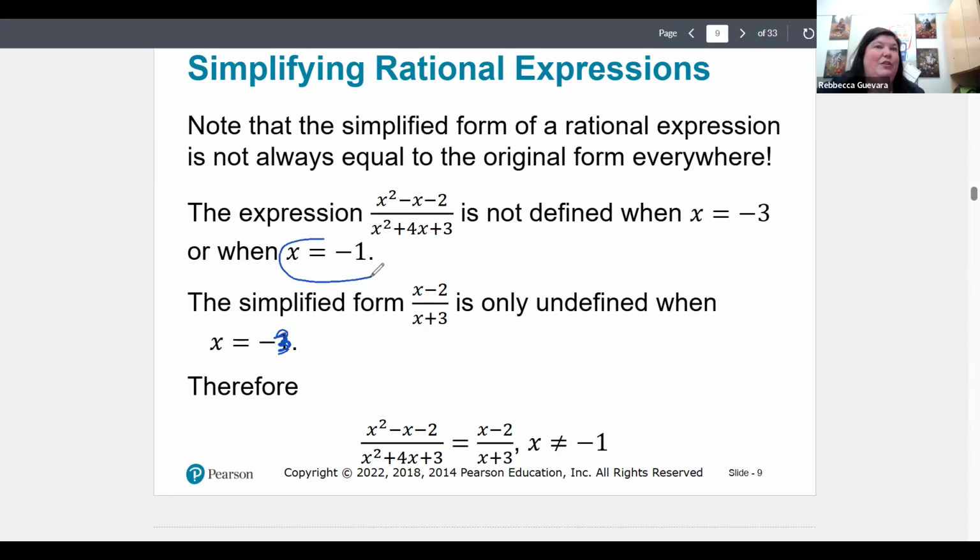So we have to make sure that we specify that the point had to have been removed. So what we would really need to say is that x squared minus x minus 2 over x squared plus 4x plus 3 is actually equal to x minus 2 over x plus 3 with this extra condition that we can't have x equal to -1. That ensures that these are equal, because otherwise they're equal everywhere except at x equals -1.